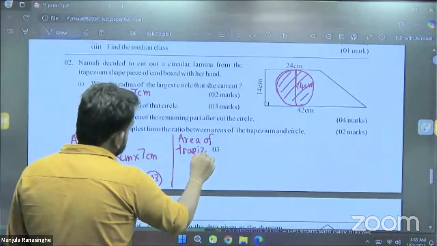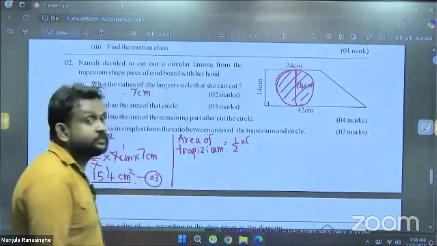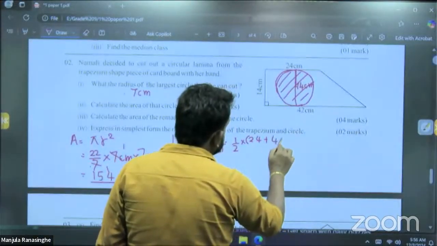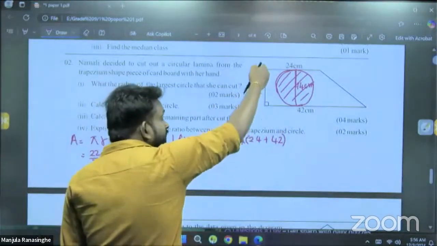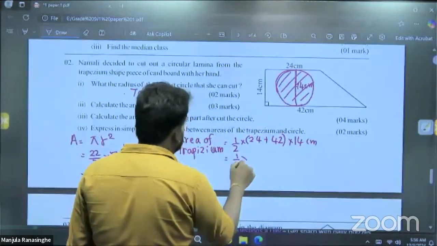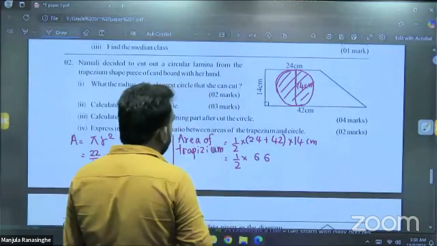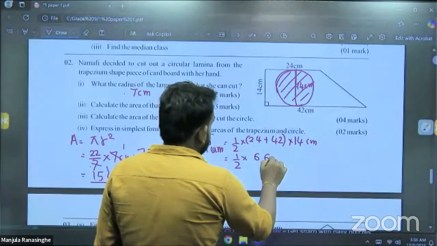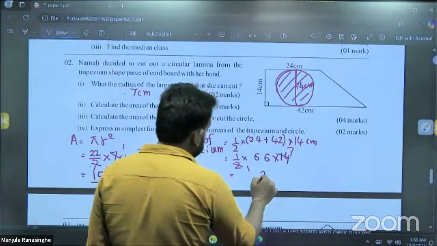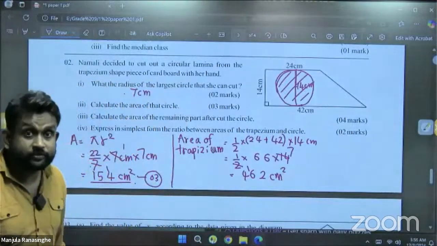Area of trapezium. How do we find the area of a trapezium? Half into the sum of the parallel lines. What is the sum of the parallel lines? Here 24 plus here 42, that is the sum of the parallel lines, into the perpendicular height. What is the perpendicular height? 14 centimeters. Now half into 66 into 14, that gives you 462 square centimeters. That is the trapezium area.